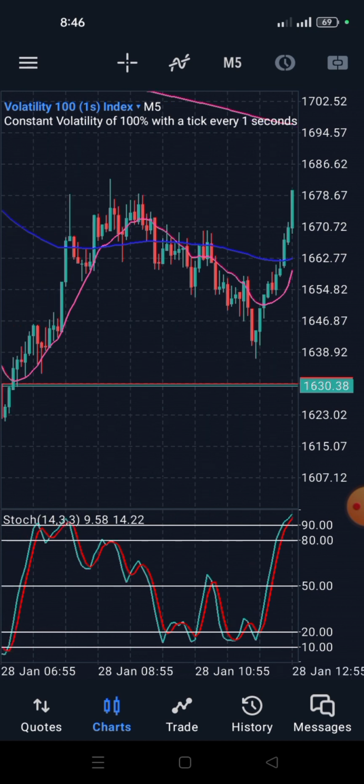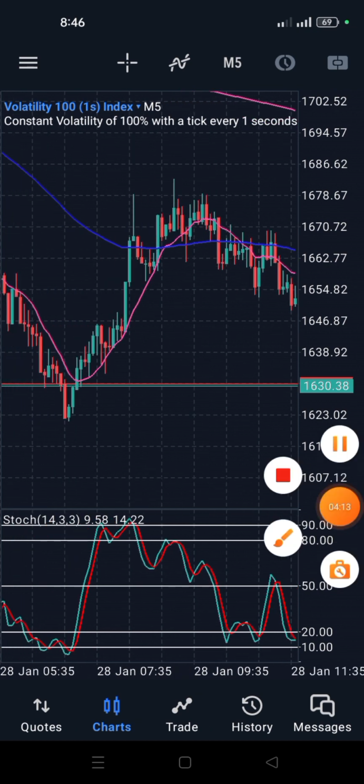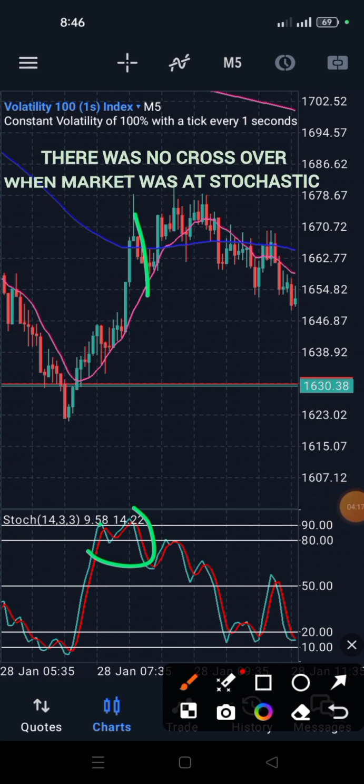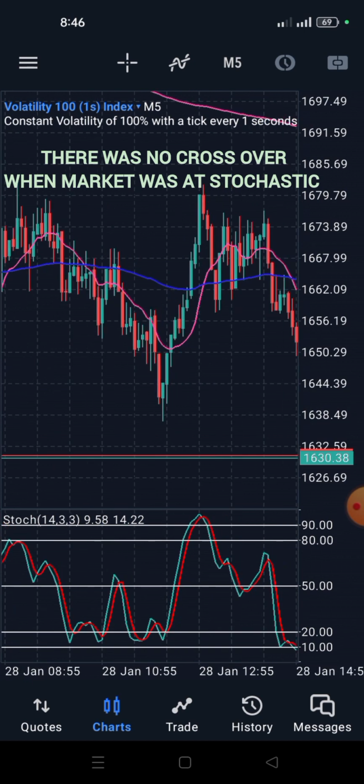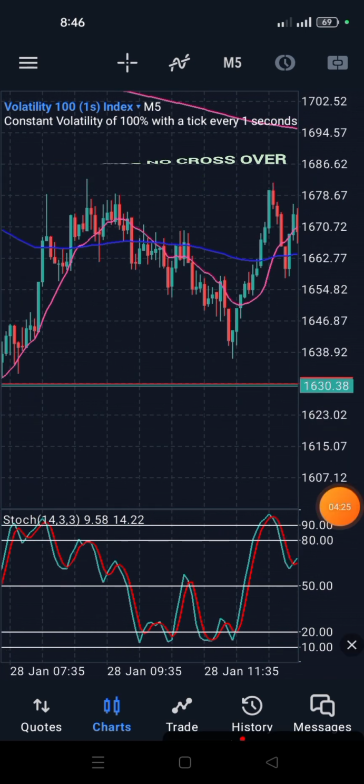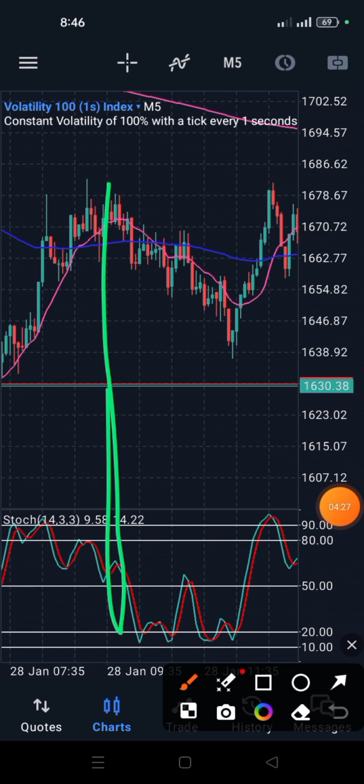Where is the stochastic? Right now, you can see that the market is not at the stochastic level. This is it. So you see this one here. Please do not take your trade, because the market is not at the stochastic.